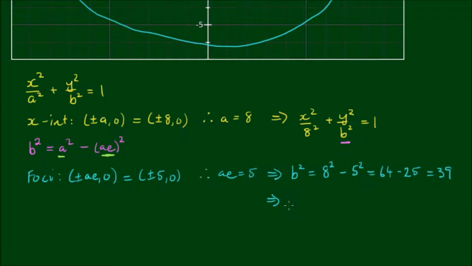So the equation of the ellipse now is x squared on 8 squared plus y squared on, so remember this is all of b squared, so b squared is equal to 39, so we have y squared on 39 is equal to 1. Now 8 squared is equal to 64, so we have x squared on 64 plus y squared on 39 is equal to 1.